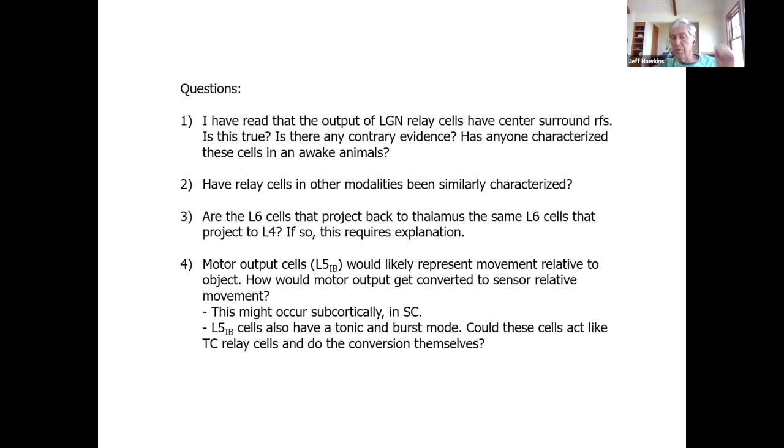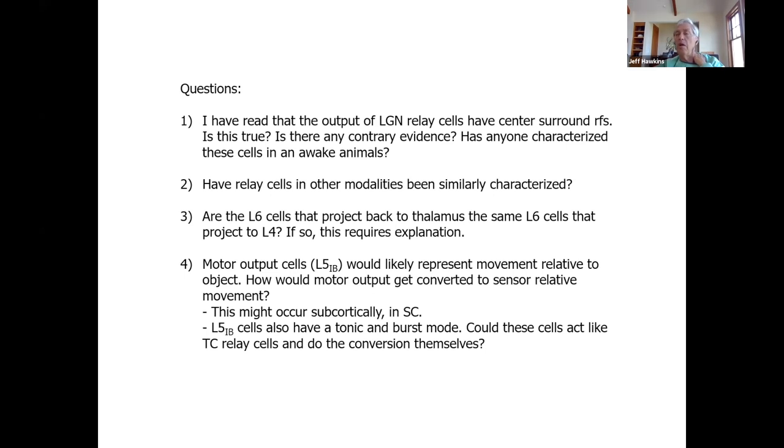So every cortical column has motor output cells. These are the layer five intrinsic bursting cells, called layer five IB. These would likely represent movement relative to the object, as I proposed in previous research meetings. A particular mini column will be representing movement in a particular dimension in the object space. And the layer fives, we can explain how they learn that, and then they would be able to generate behavior. So in that scenario, they represent movement in a one-dimensional vector in the object space. But that has to get converted back to sensor movement, right?